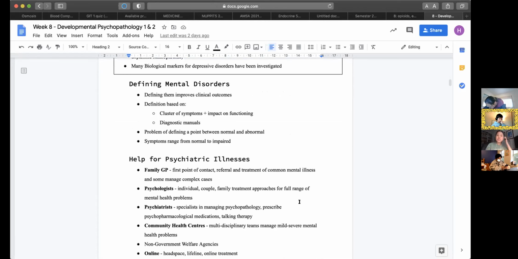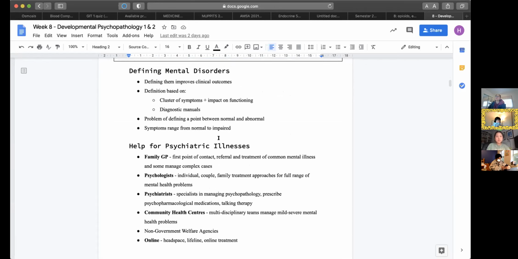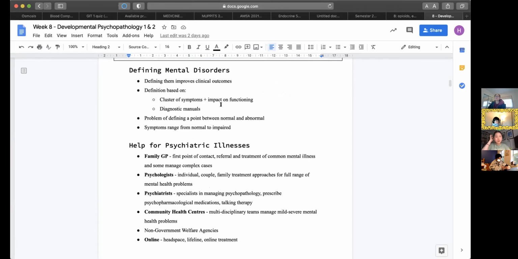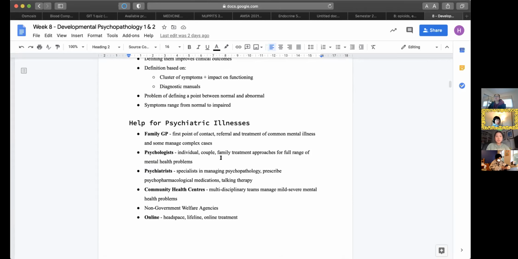So defining mental disorders, we want to do this because defining them will improve clinical outcomes, right? If you have a patient presenting, you want to know what's affecting them so you can actually help them improve in the future. Your definition will be based on the cluster of symptoms as well as the impact on their functioning, as well as following a diagnostic manual, referring them further to a specialist. So it's basically symptoms will range from normal to impaired.